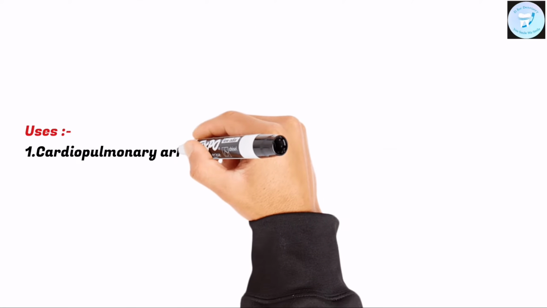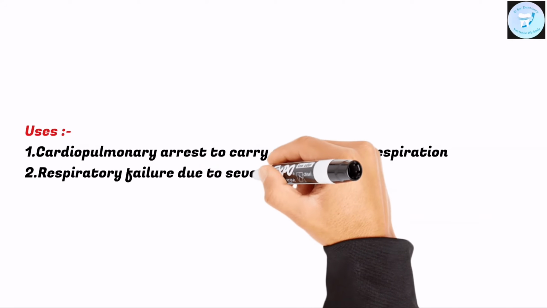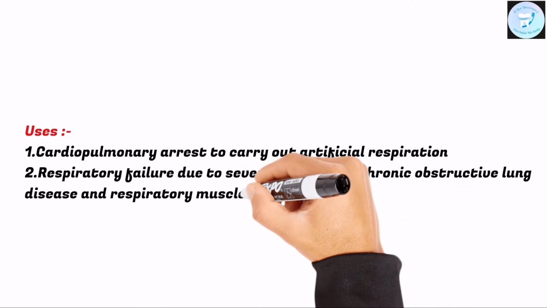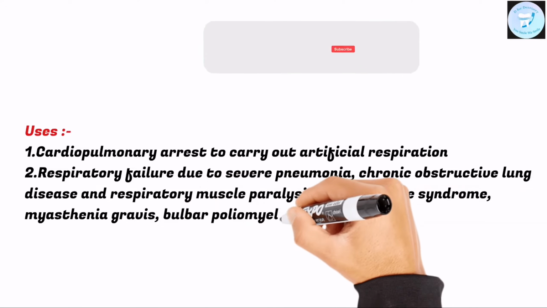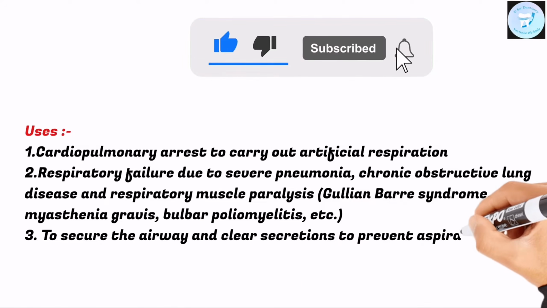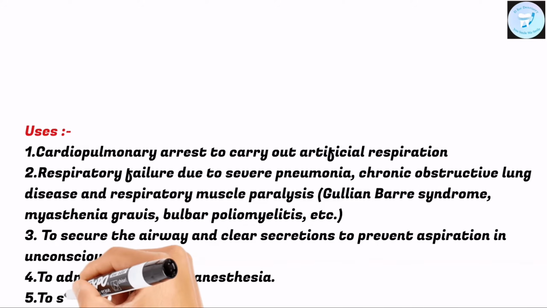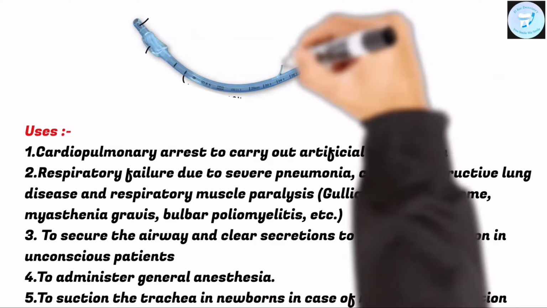Now comes the uses. First, cardiopulmonary arrest to carry out artificial respiration. Second, respiratory failure due to severe pneumonia, chronic obstructive lung disease and respiratory muscle paralysis. Third, to secure the airway and clear secretion to prevent aspiration in unconscious patients. Fourth, to administer general anesthesia. Fifth, to suction the trachea in newborns in case of meconium aspiration.